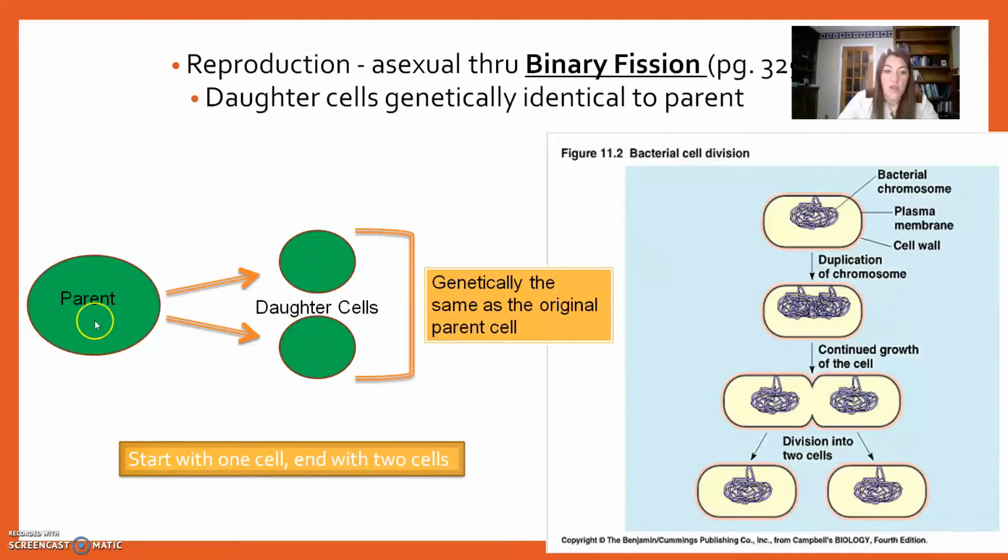Even though you start with one cell, you're going to end with two. You're not going to have three. It's not going to give birth to two more. It just cuts in half essentially. So binary, remember bi meaning two. So you have one cell, it expands, and then it pinches off, and now you end up with two daughter cells. And these daughter cells are the exact replicas of each other. They're like clones. And so that is what's going on with binary fission.